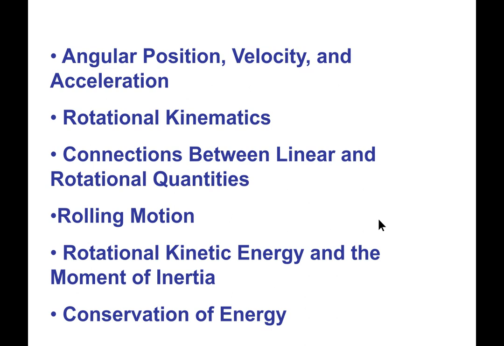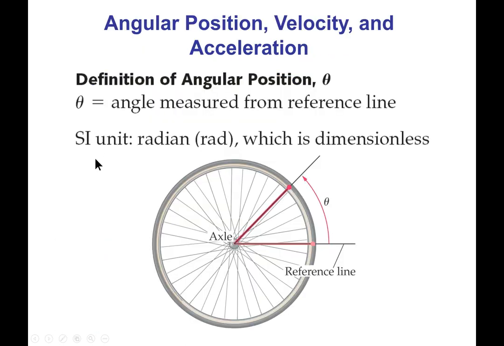We're talking about the difference between linear and rotation, and what happens when things are actually rolling. And then, again, you know about kinematics. You know about inertia. Now we just talk about what happens when it rotates. And conservation of energy, nothing changes there. So the definition of angular position.